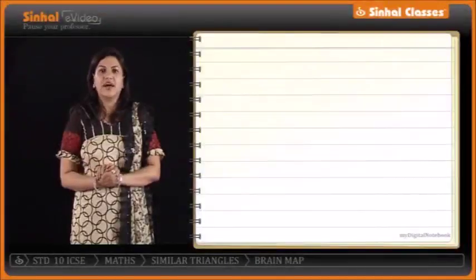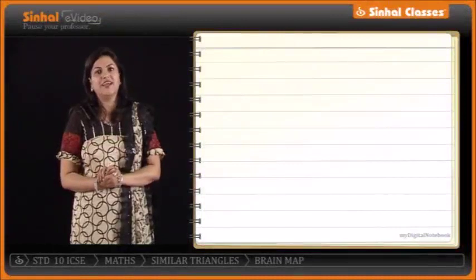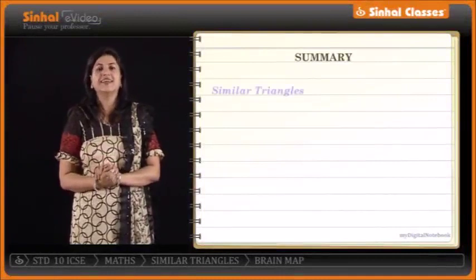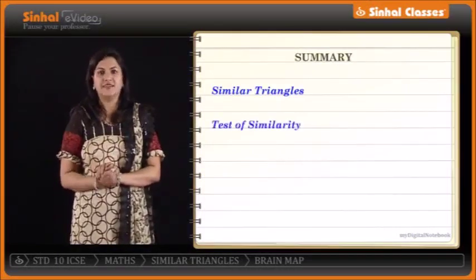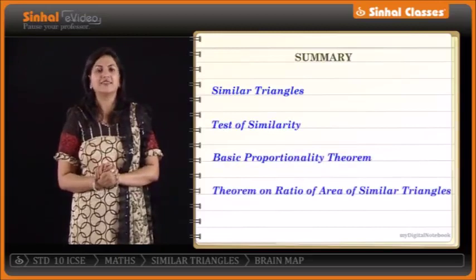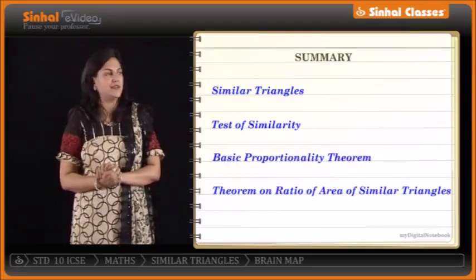Now let's look at the brain map of this topic. We have seen what do we mean by similar triangles, then the test of similarity, the basic proportionality theorem, and the theorem on the ratios of areas of similar triangles. Let's revise them at a glance.